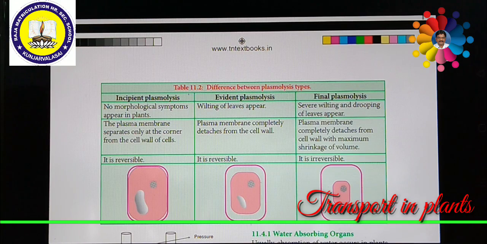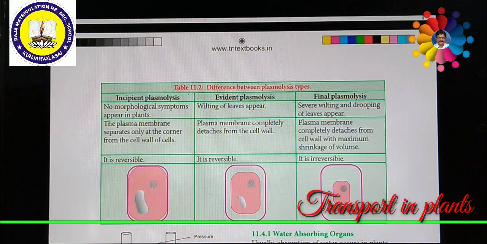For example, immersion of dry raisins in water. So, that's all about deplasmolysis. Now we are going to see about reverse osmosis, the preparation of RO. What is reverse osmosis?